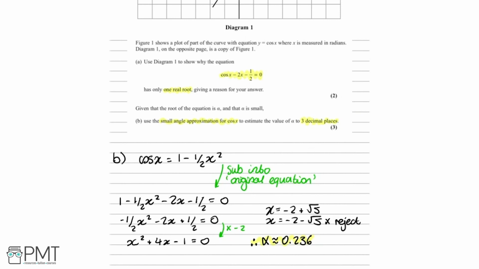So looking back to where we get the marks, we get 1 mark for this step here, using the small angle approximation and substituting it into the equation. We get the second mark for attempting to solve this quadratic equation. Then we get the final mark for getting the correct value for alpha.